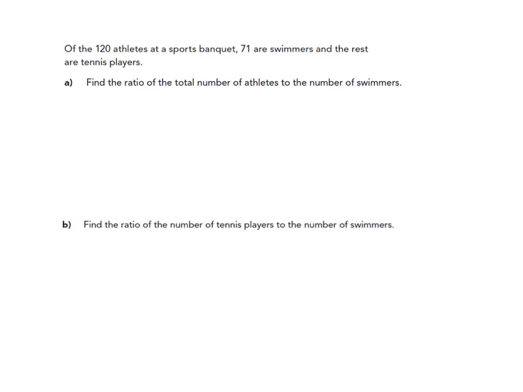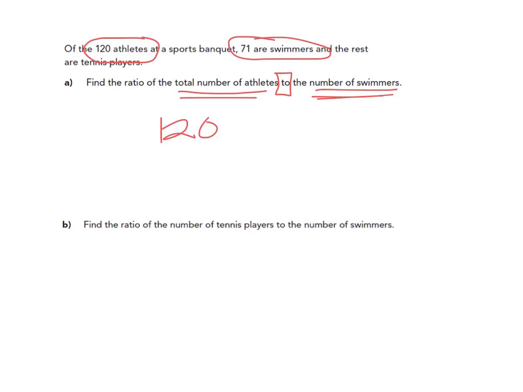Okay, this one's a little bit different because they gave us the total here, 120 total athletes, but only 71 of them are swimmers. They didn't tell us how many are tennis players, but we could figure that out. The first question asks for total athletes to swimmers. And we have both those pieces of information. Total athletes is 120, and the number of swimmers is 71. So I know it's a relationship of 120 to 71. Now I can't reduce that at all, so it is what it is.